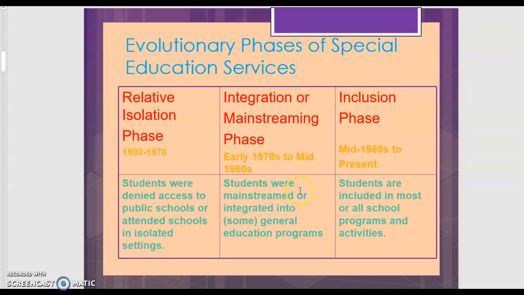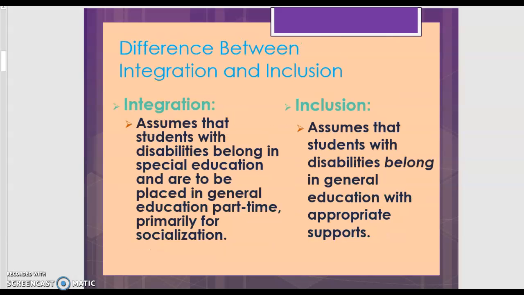All right, so back in the mainstreaming phase, some students were integrated into some gen ed programs, and typically it was special areas or lunch or recess or something like that. Whereas now we're looking towards more full inclusion, where students are included in most or all school programs and activities, including after school, including academic classes, stuff like that. So just some differences between integration and inclusion.